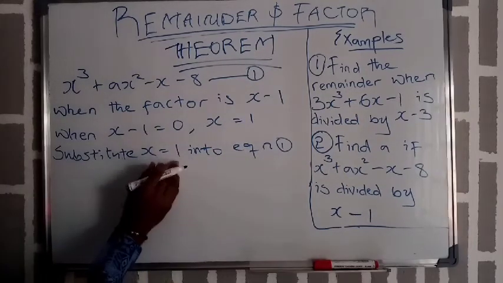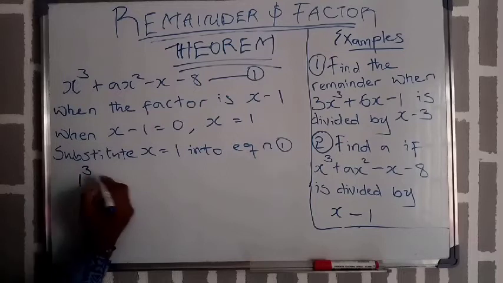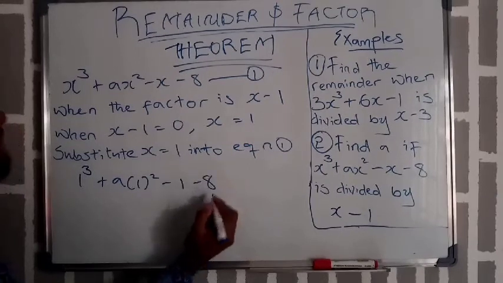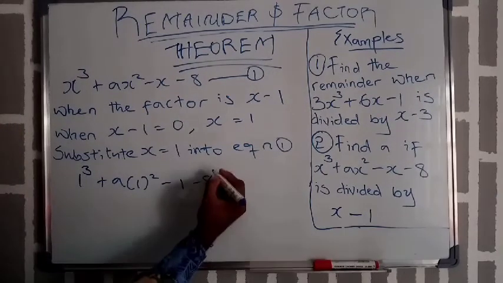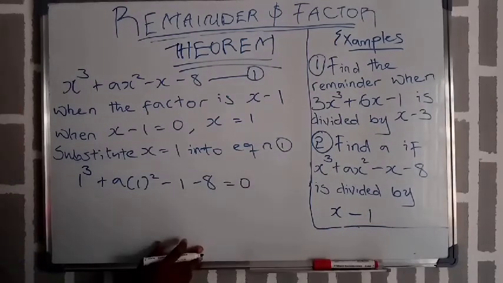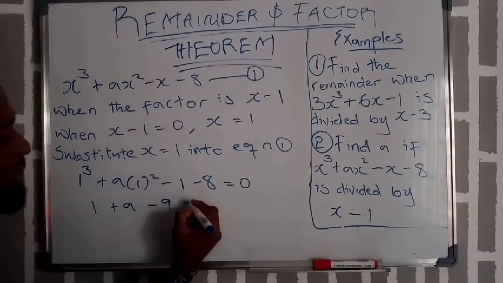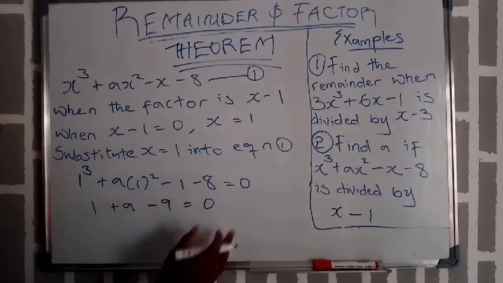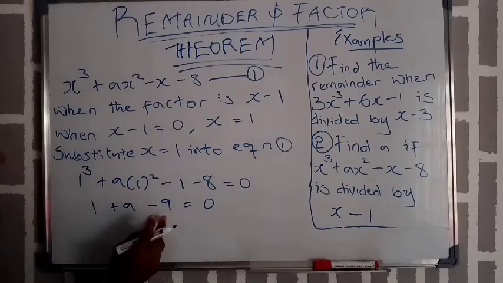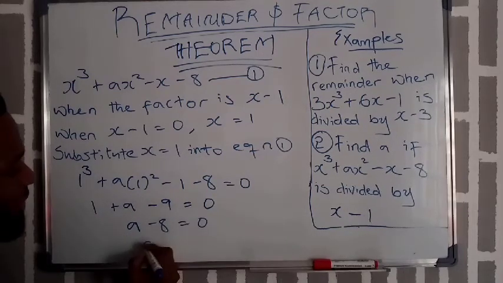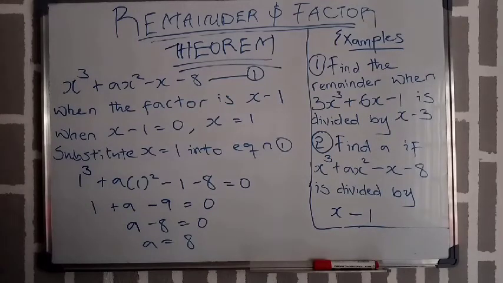So now x is 1 now into this. This is 1 cubed plus a into 1 squared minus 1 minus 8. So what happens here? This is also equal to 0. So this is 1 plus a minus 9 equals 0. Minus 1 minus 8 is minus 9. Then minus 9 plus 1 is minus 8 equals 0. Then a is equal to 8. Simple as that. Someone else would have stressed themselves to divide and do all of that, but it's a very simple problem. So let's take the exercises.